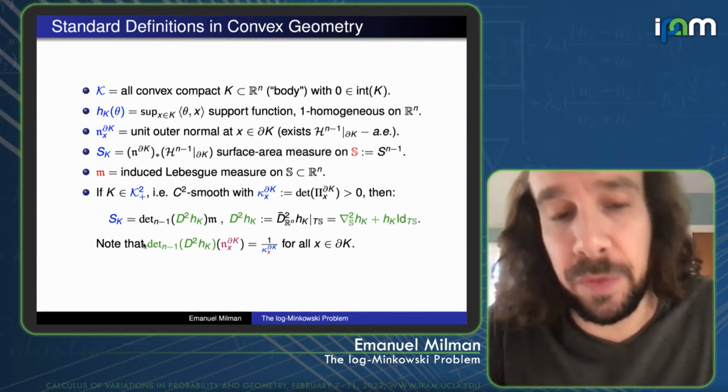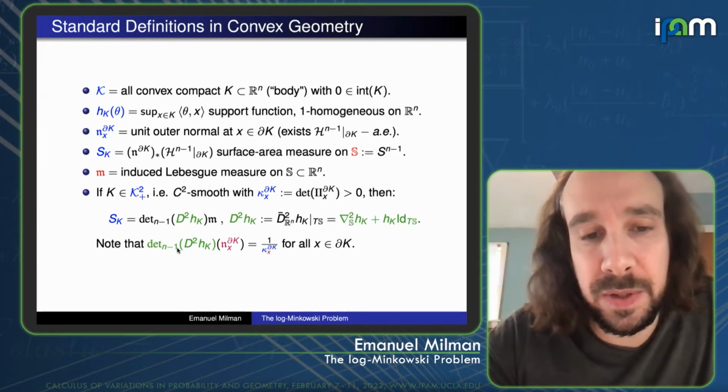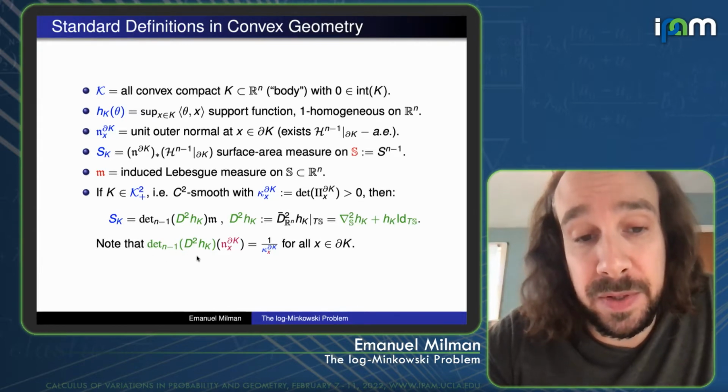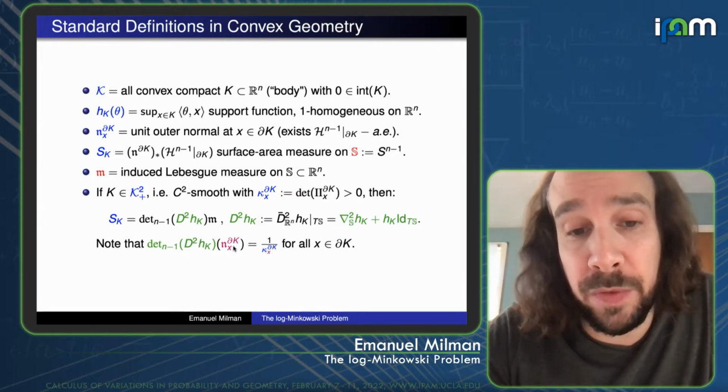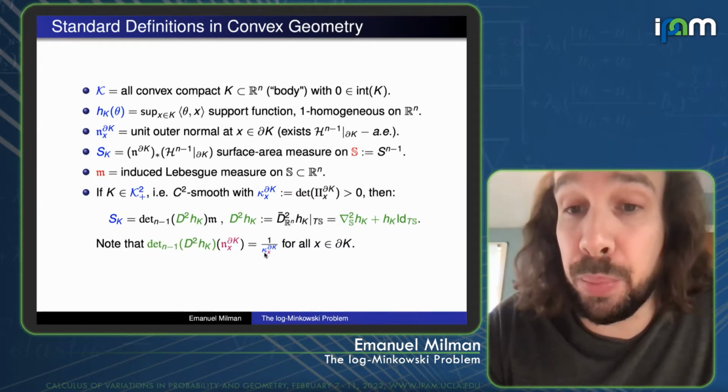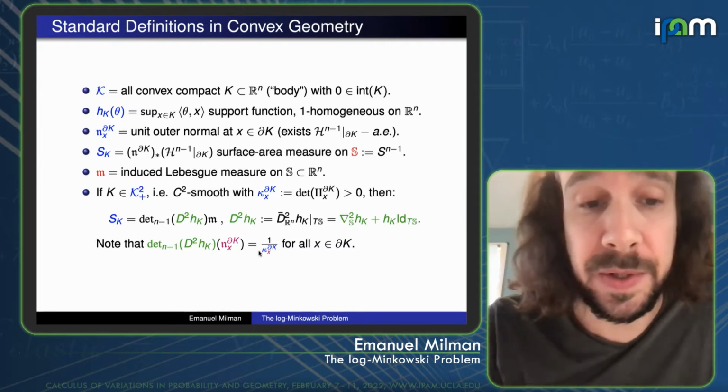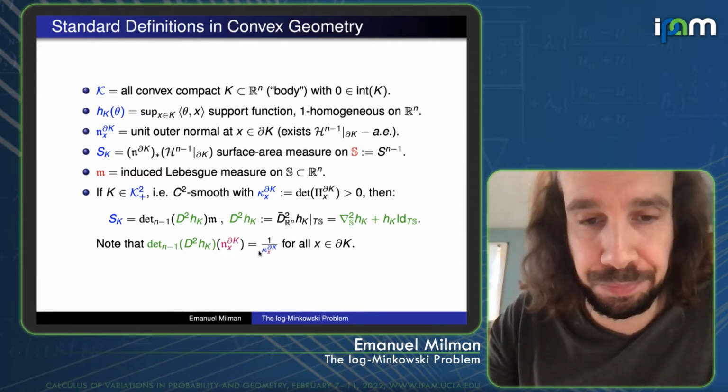The only thing I'll need for the sequel is another remark, is that this density, this determinant of the d squared of the support function is equal to the reciprocal of the Gauss curvature. That's again very easy to see from the calculation.